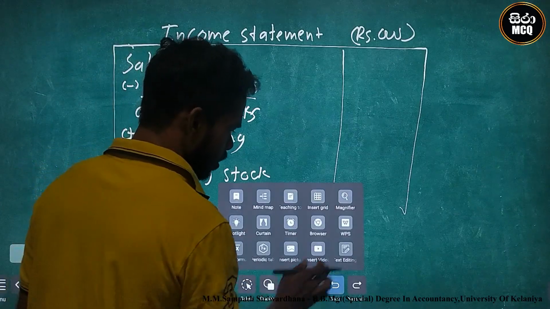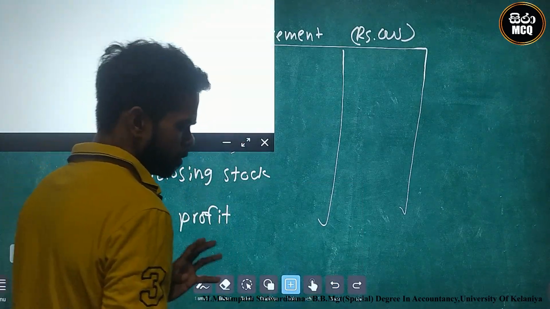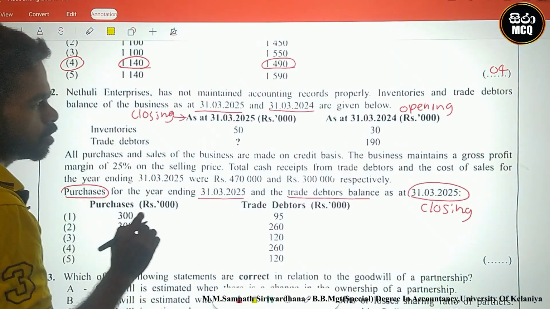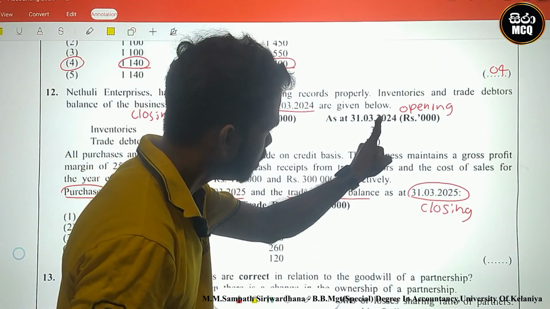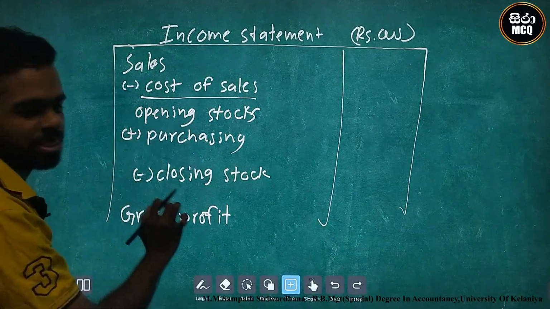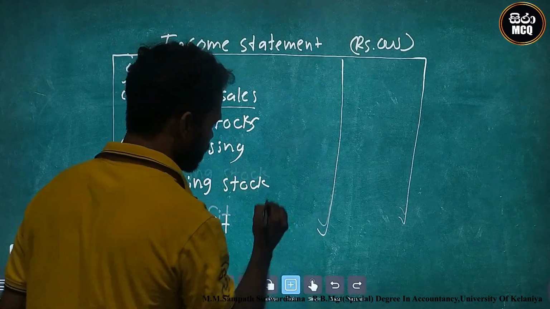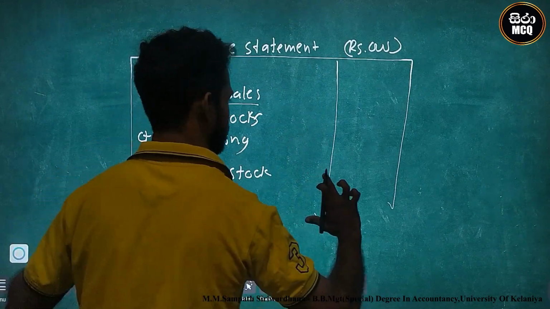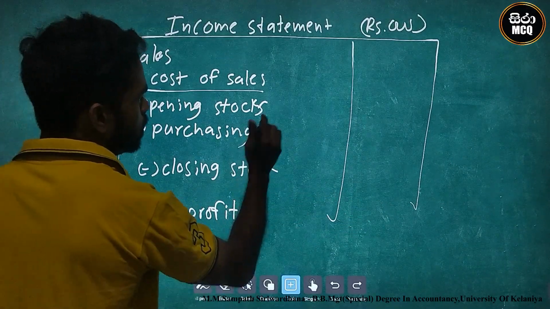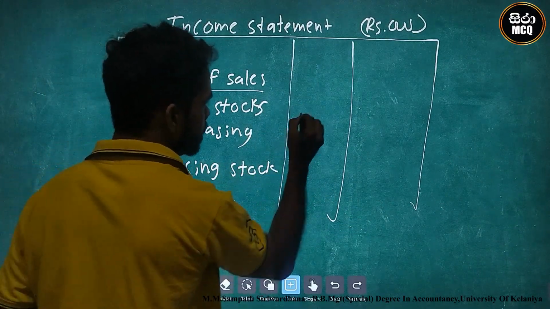Okay, I can enter inventories. Look here, inventories. What is the opening? Opening inventory is 30. Opening stocks 30.